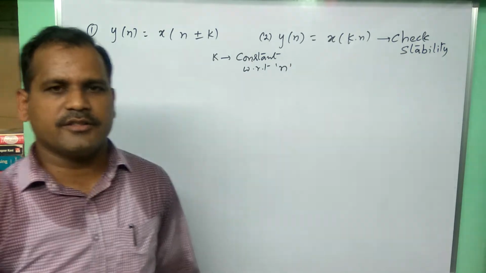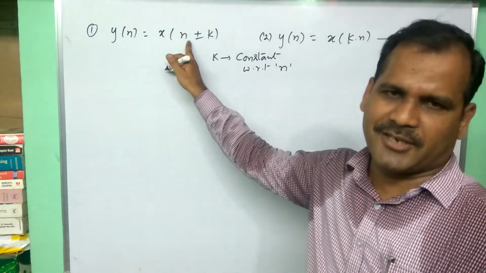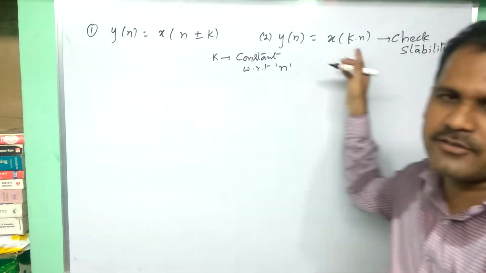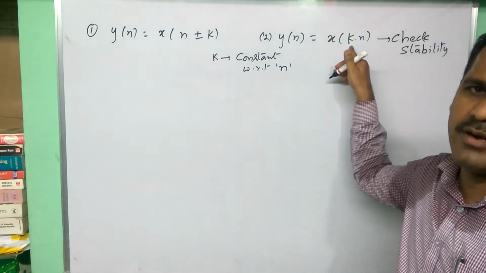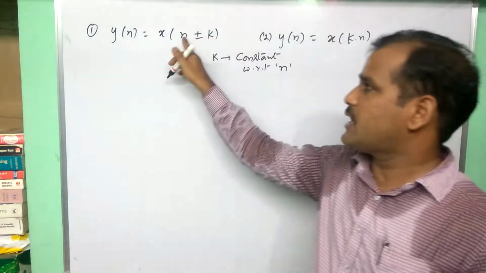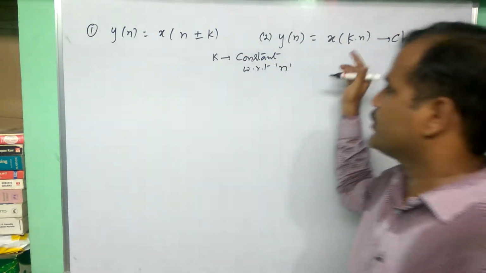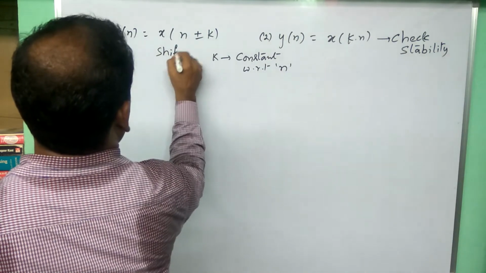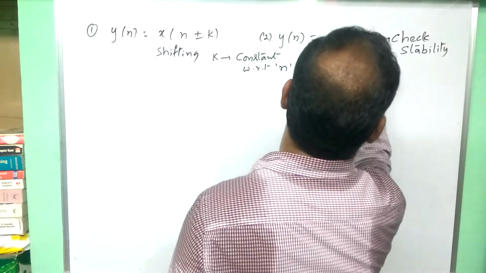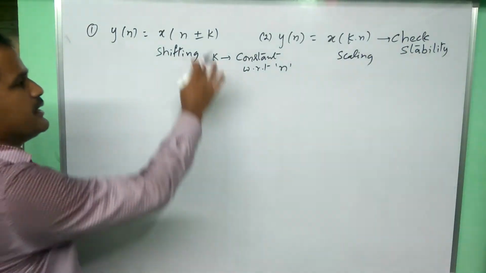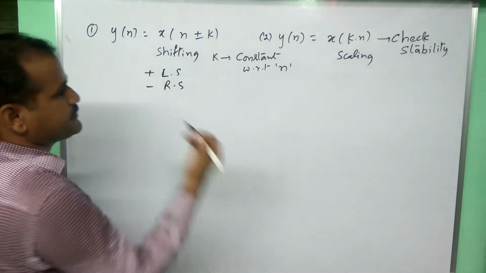So what we are observing in these two systems: the first one is performing the shifting operation on the input signal applied. In the second case, this system performs scaling operation on the independent variable of the input signal applied. Both are independent variable operations. Here shifting, here scaling. You know that we have discussed shifting and scaling in the signal independent variable operations clearly, that here plus means left shift operation, minus means right shift operation.